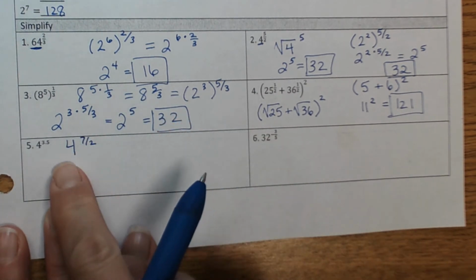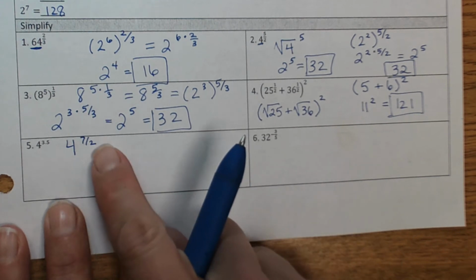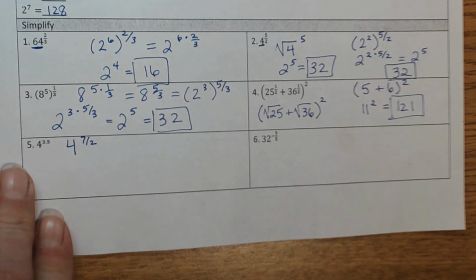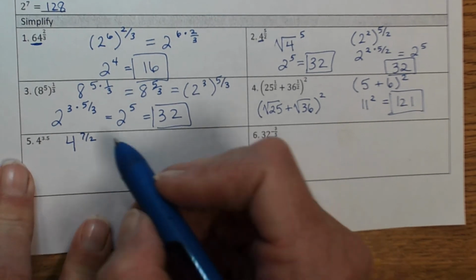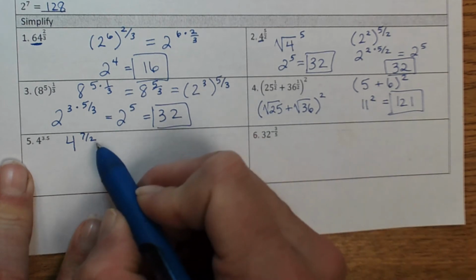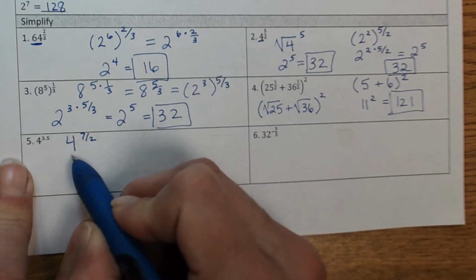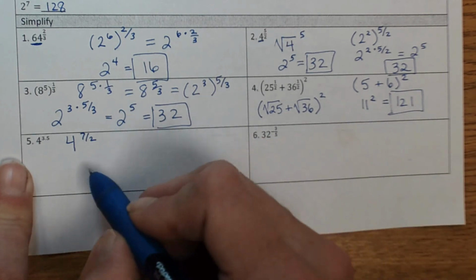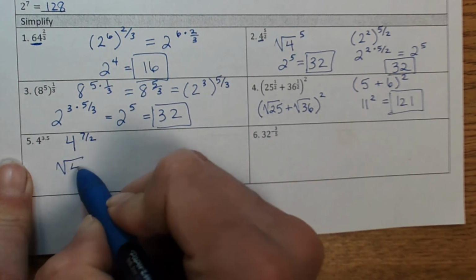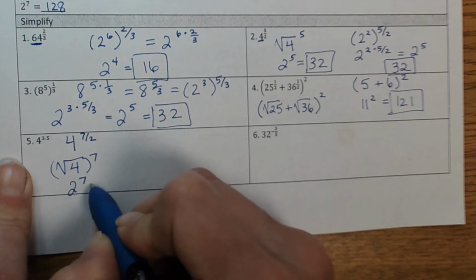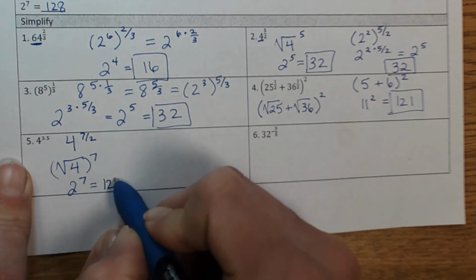And again, you can do it those two ways. We're taking the square root of 4 and then raising it to the 7th power. Or remember, you can also reduce this to that common base. So again, if you have square roots and the number is a perfect square, sometimes that's easier. You can think of this as the square root of 4 to the 7th, that's 2 to the 7th, which is 128.